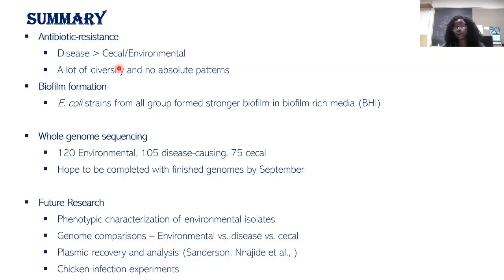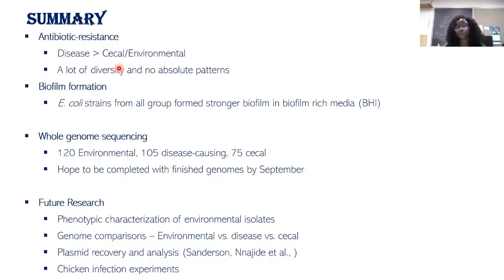Then for the whole genome sequencing, we've been able to sequence 120 E. coli strains, 105 disease-causing E. coli strains, and 75 E. coli from healthy chickens. We also hope to complete this whole genome sequencing and comparing those three populations by September, which will be done with the help of our postdoc, Dr. Haley Sanderson.